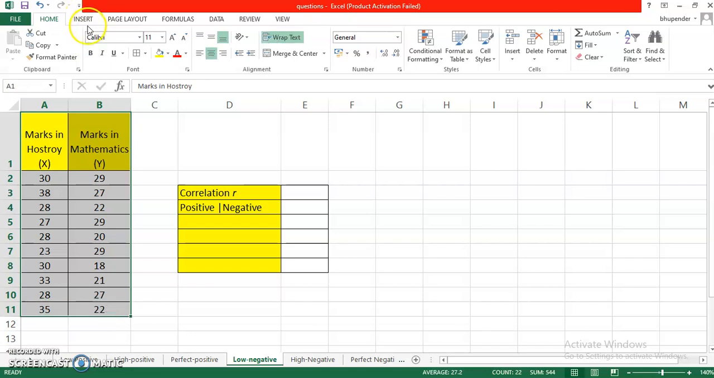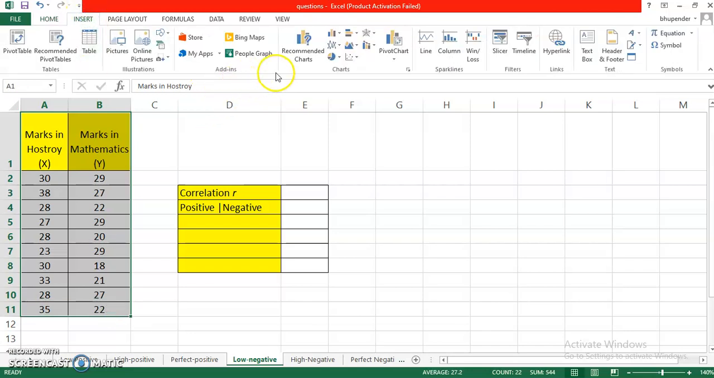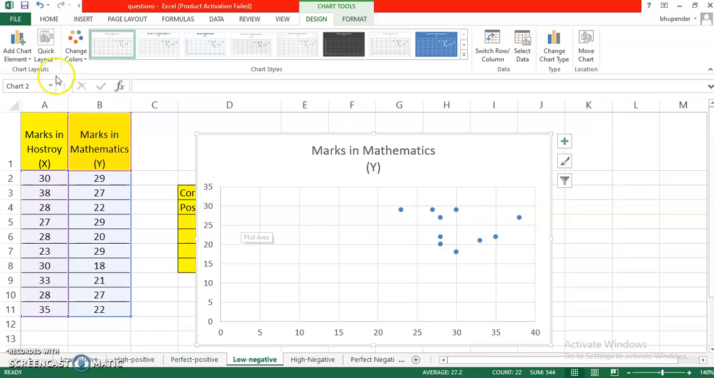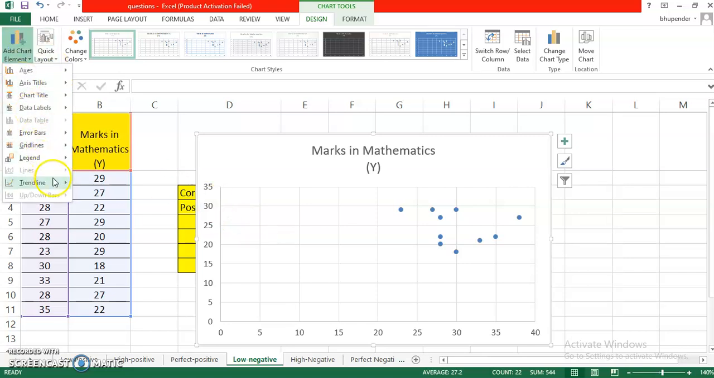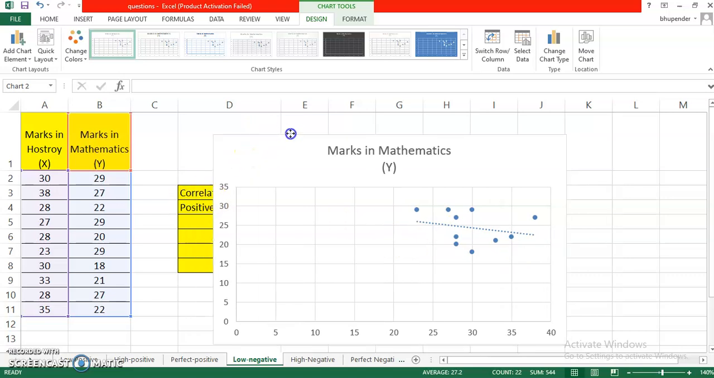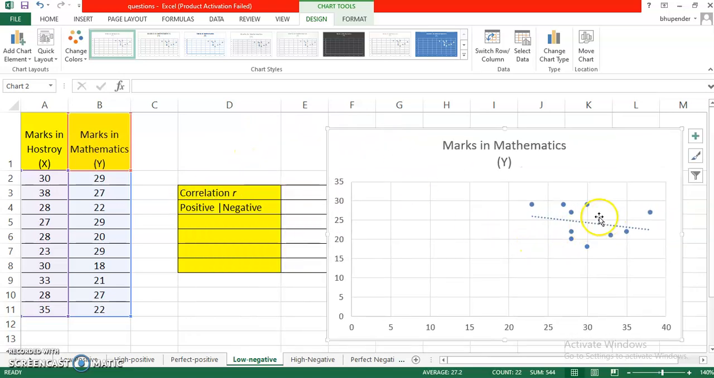So again, I select the whole data set by holding my left mouse button, go to insert and scatter plot. So I got the scatter plot right here in front of me. Let me go to add chart element, trend line. I'm going to add a linear trend line, and it shows me a very low negative correlation.